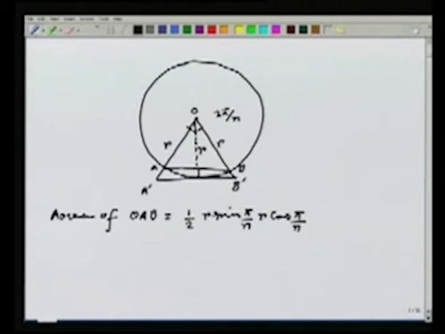Now, how many such triangles are there? I have two triangles. So the area of OAB is actually what I have written as half, is actually the half of OAB. So area of OAB is this times 2. So it is r sine pi by n times cosine pi by n.